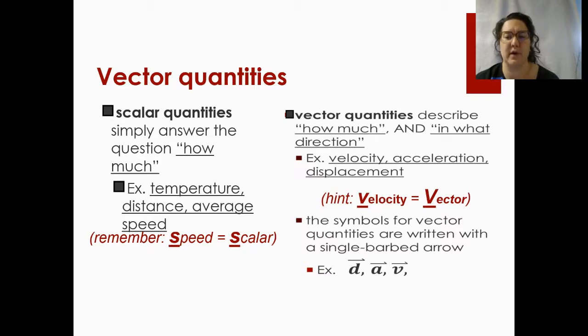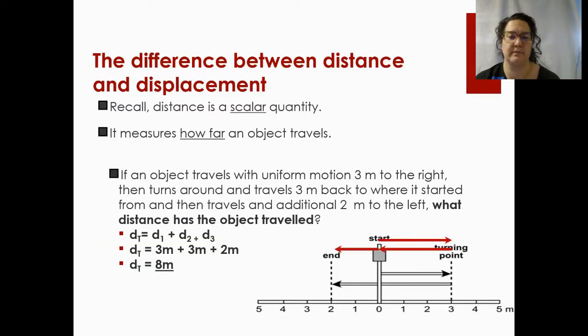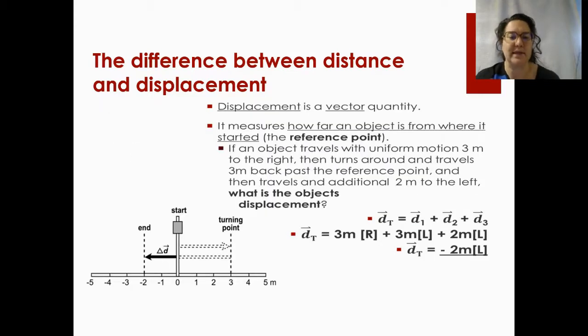And when we have a vector question, we want to give them an answer in a positive or negative direction or a northeast, southwest direction. So if we recall our distance traveled when we were going 3 meters to the right, turning around and traveling back to where we started, and then 2 meters to the left, that object has traveled a total of 8 meters, and that's the distance traveled. But if we look at the displacement traveled, displacement is a vector quantity.